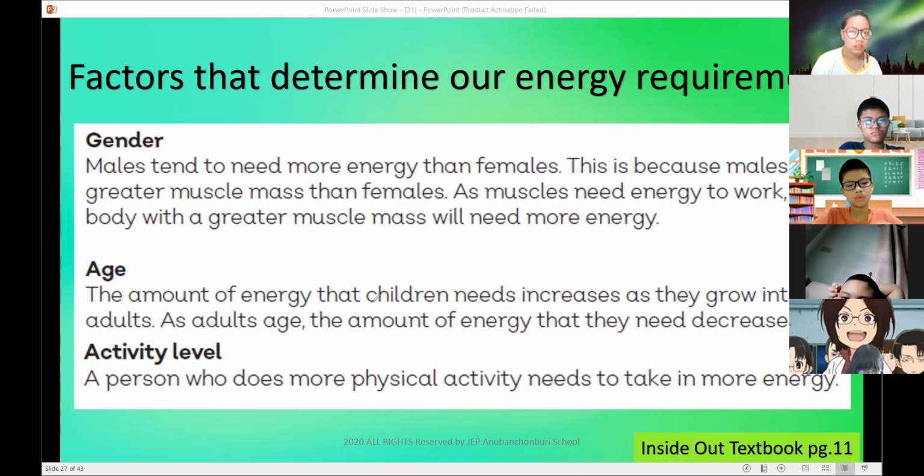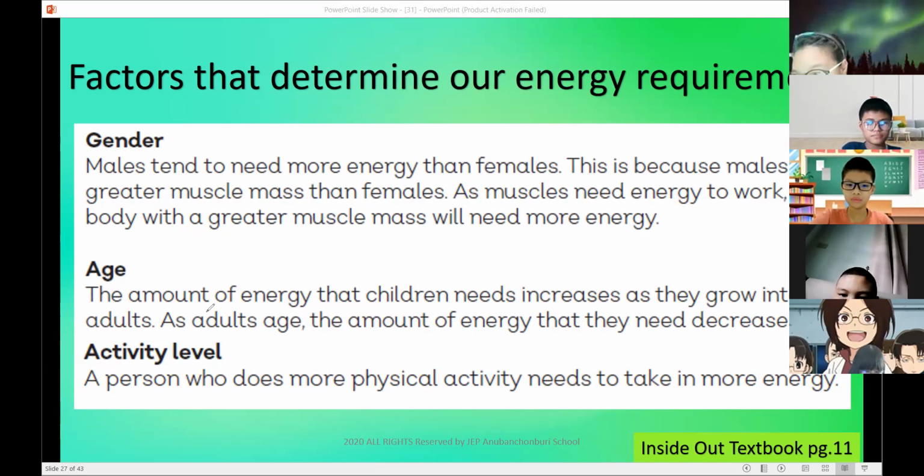The next one is age. The amount of energy that children need increases as they grow into adults. Do you think, Sopakrit, that when you were in grade 1 or Pratum 1, you ate more than now in Pratum 6? You eat more today, right? You need more energy because you're big already. Your body is bigger and you need a lot of energy. But as adults age, when you grow older and older, the energy that is needed will decrease. Like your grandmother and grandfather, they don't eat a lot of food because they don't need to move often, because they're already old.